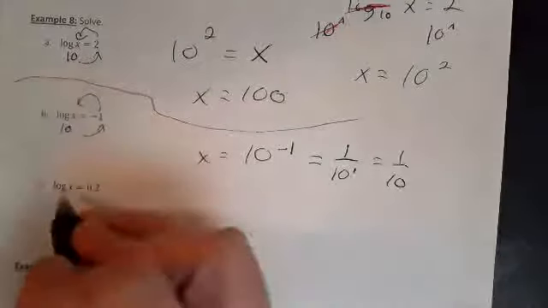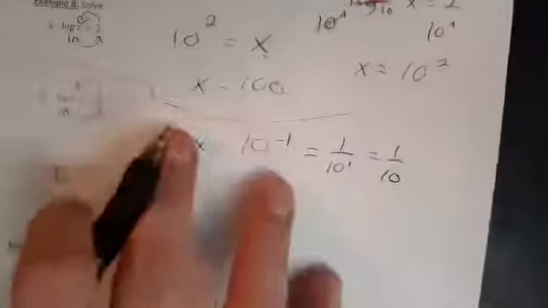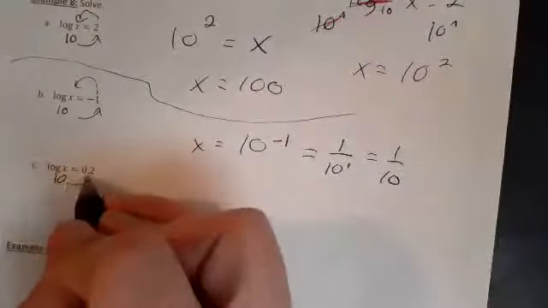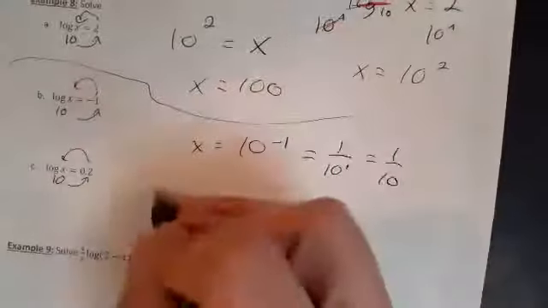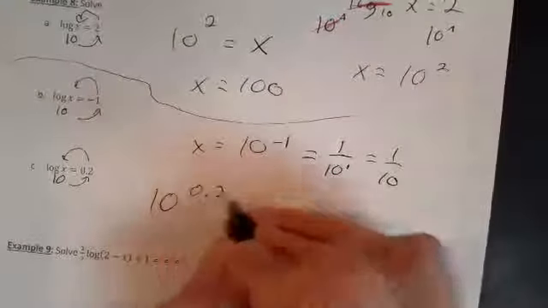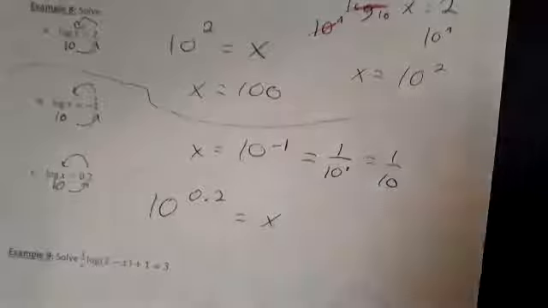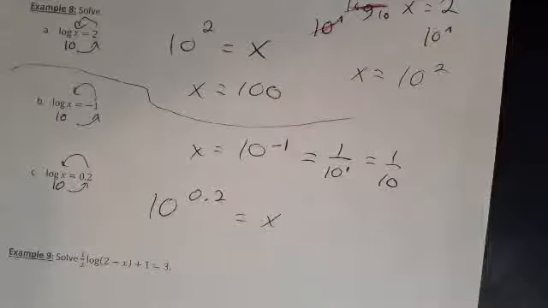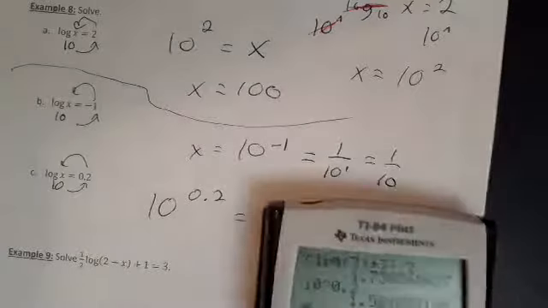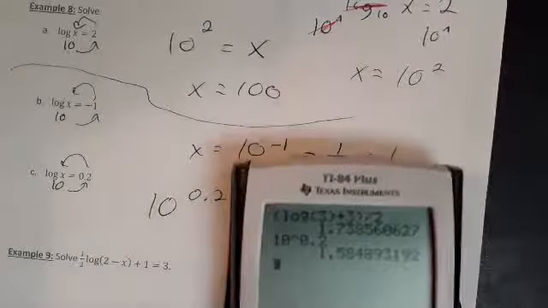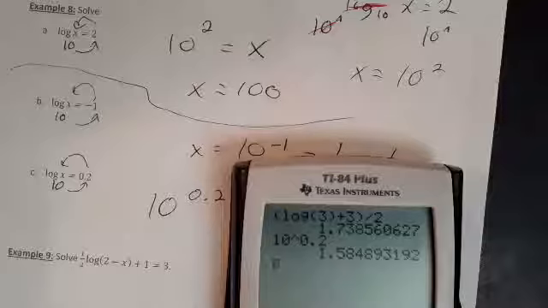Now this is log base 10. If I want to look at this, 10 to the 0.2 is going to be x. For exponents that are fraction powers, you're probably going to want to pull out your calculator. But 10 to the 0.2 is going to be something like 1.585.